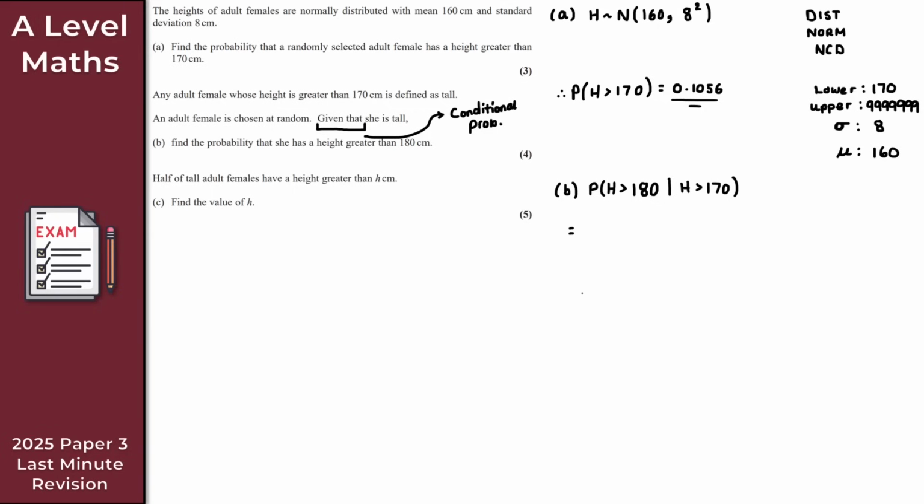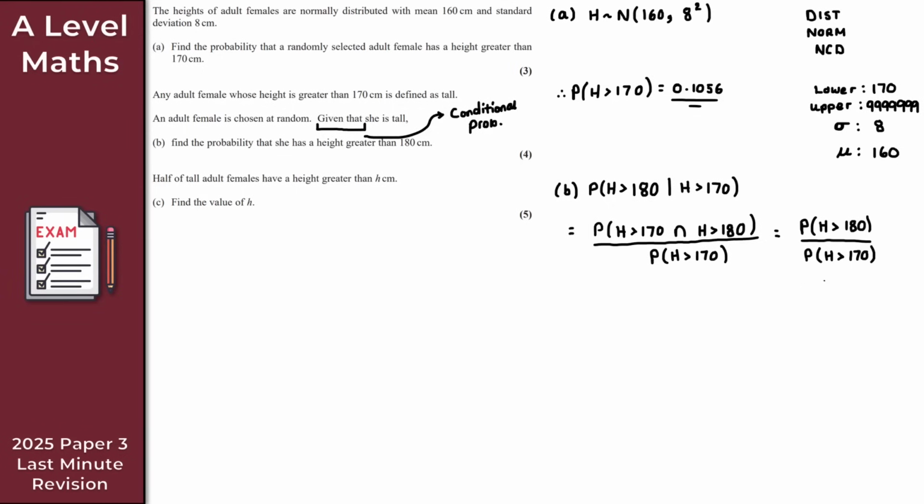Now, what I'm going to do here is use the formula then for conditional probability. So what I get here is the probability then that H is greater than 170 and H, so intersection H here, is greater than 180. And this then is all over the probability then that H is greater than 170. Now for the numerator here, we can easily simplify this, right? Because if we want both H being greater than 170 and H being greater than 180, well clearly then H being greater than 180 satisfies both of those. So we can rewrite this here then as the probability that H is greater than 180 all over the probability then that H is greater than 170.